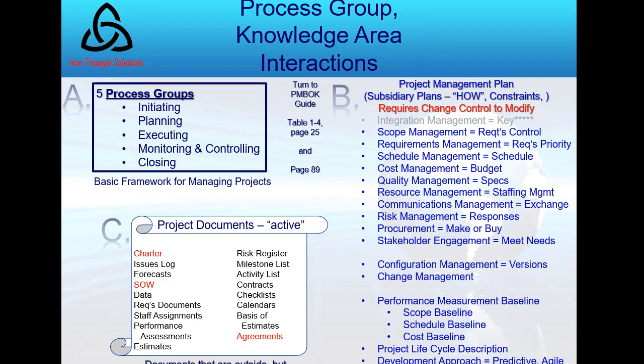Many of them we can change without change control, except the charter, statement of work, and agreements. Those would require change control, but they're useful documents. They're active. I'm always using them to make sure my project plan is executed as required, or if the project plan needs to be changed, any of those items must go through integrated change control.